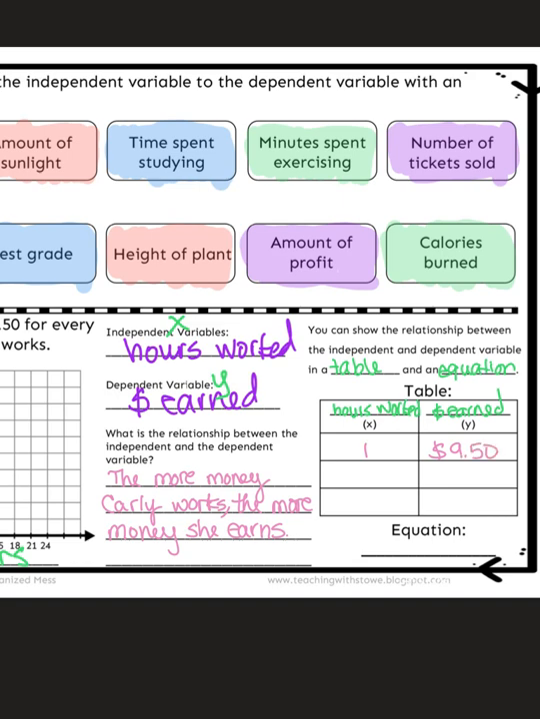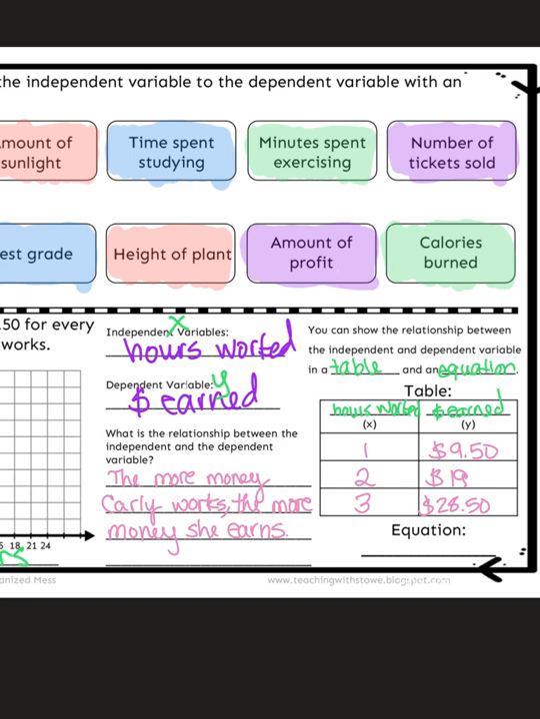$9.50. If she worked 2 hours, well, I'd have to multiply $9.50 times 2, and that would be $19. What if she worked 3 hours? I'm going to do 3 times $9.50. So that's going to be $28.50. So what my equation is going to be y equals something.